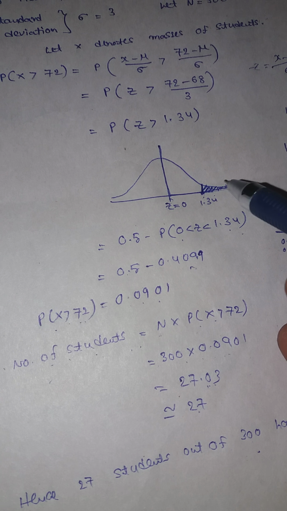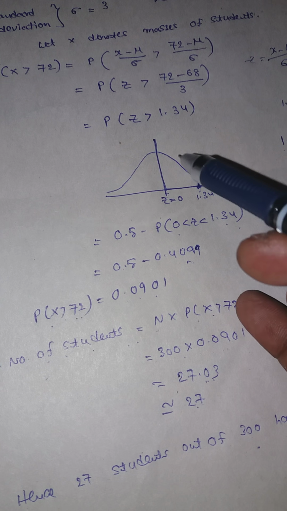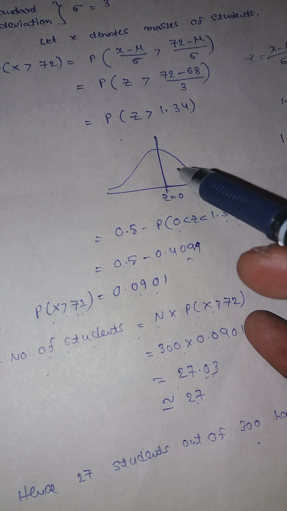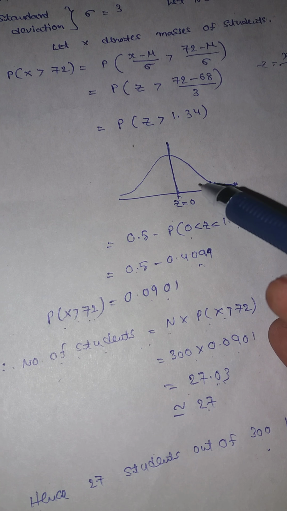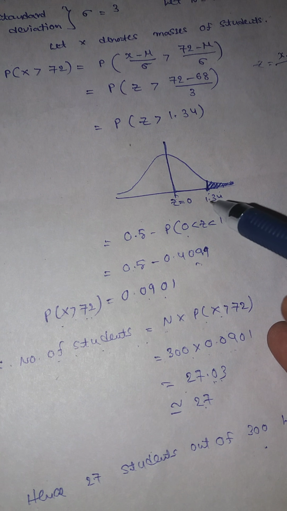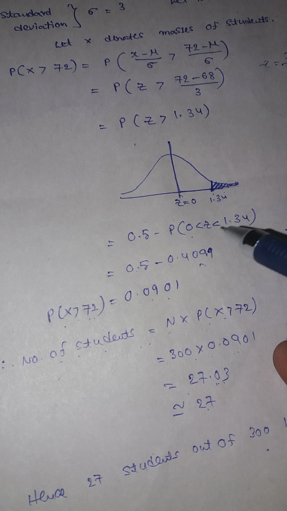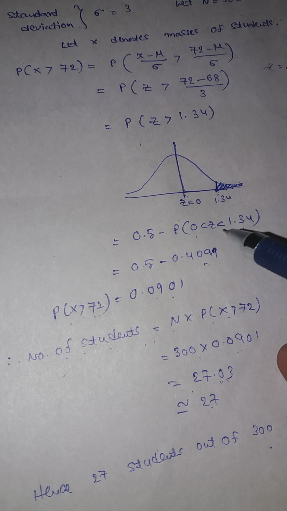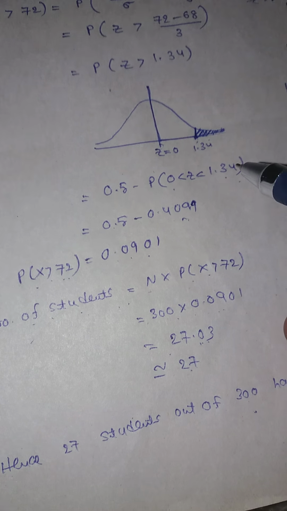We want this area. What is the total area on this right hand side? 0.5. From 0.5 take off this area. That means from 0.5 we subtract the area from 0 to 1.34, that is P of 0 to 1.34. How can you write it? 0 less than z less than 1.34. You can write less than or equal to, because this is related to a continuous variable.